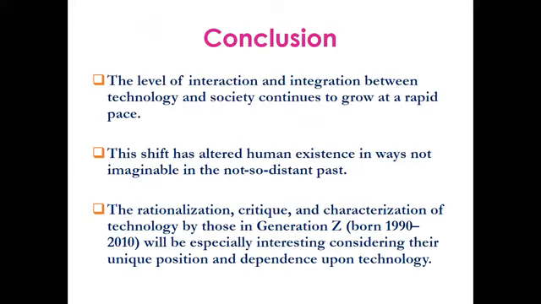Basically, the conclusion is that the level of interaction and integration between technology and society continues to grow at a very rapid pace. Okay, and that's for us to study. This shift has altered human existence in ways not imaginable in the not so distant past. It's just mind blowing how there is that interaction, how society is running so fast with all of this technological and societal change. The rationalization, critique, and characterization of technology by those in Generation Z would be especially interesting considering their unique position and dependence upon technology, obviously.